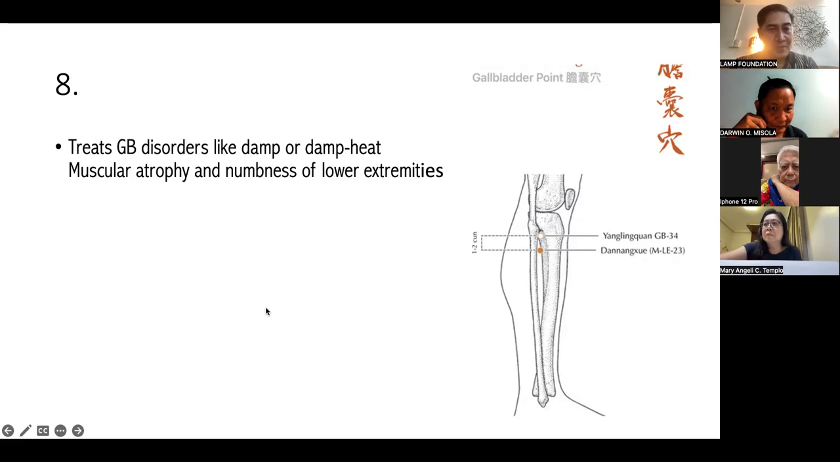Okay, next. Ito po, very popular po ito, no? In fact, if you have gallstones or when you have damp heat in the gallbladder, it's so popular, no? Kung nakikita nyo, it's 1 to 2 tsun below GB34, kung saan yung tender. So, in fact, this is one way of determining kung talagang in pain yung pasyente. Or you might consider doing more tests, no, for the gallbladder. It's also good for muscular atrophy and numbness of the lower extremities. What do you call this point, which is called the gallbladder point? Danang shwe. Okay, danang shwe.